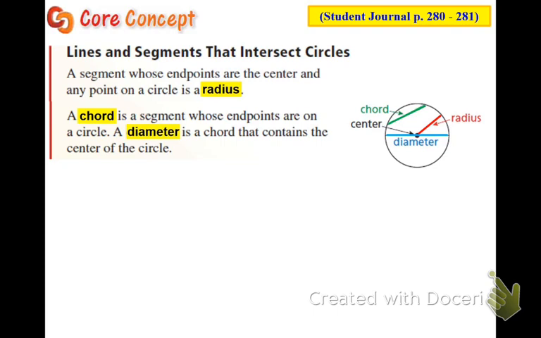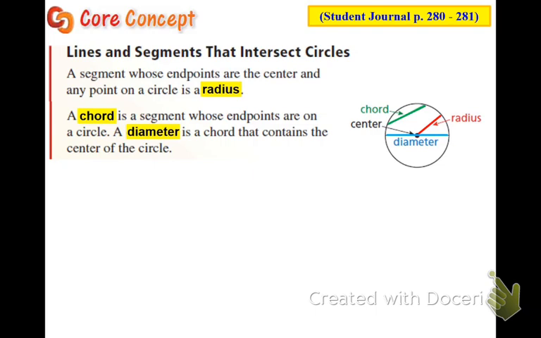A chord is a segment whose endpoints are on a circle. You probably have never heard of this one before, and that's okay. You have heard of a radius, hopefully, and hopefully you've heard of a diameter. A diameter is a chord. What is a chord? A chord is a segment whose endpoints are on the circle.